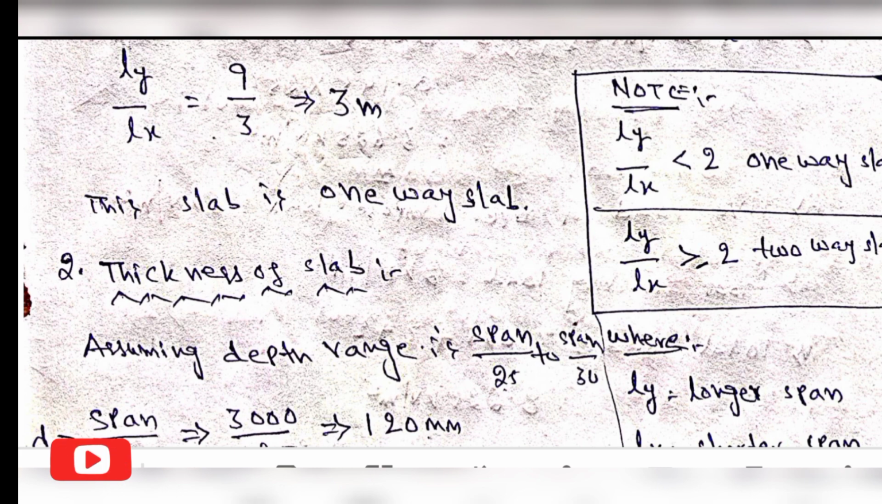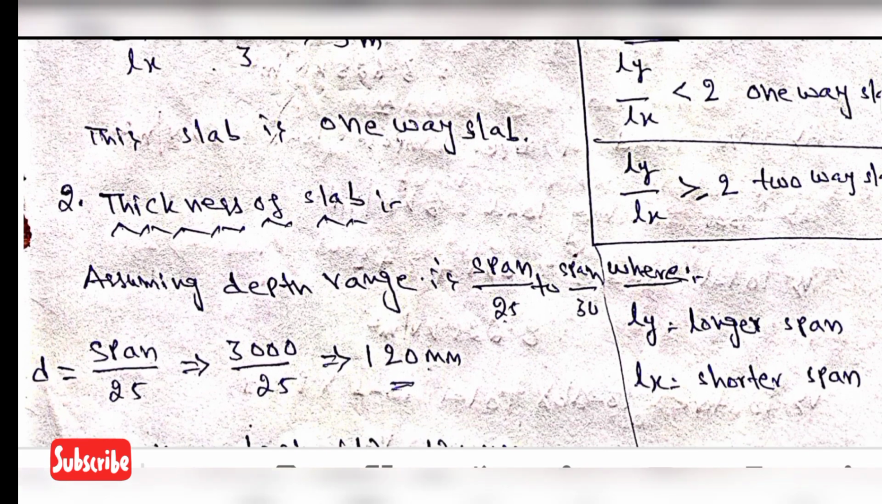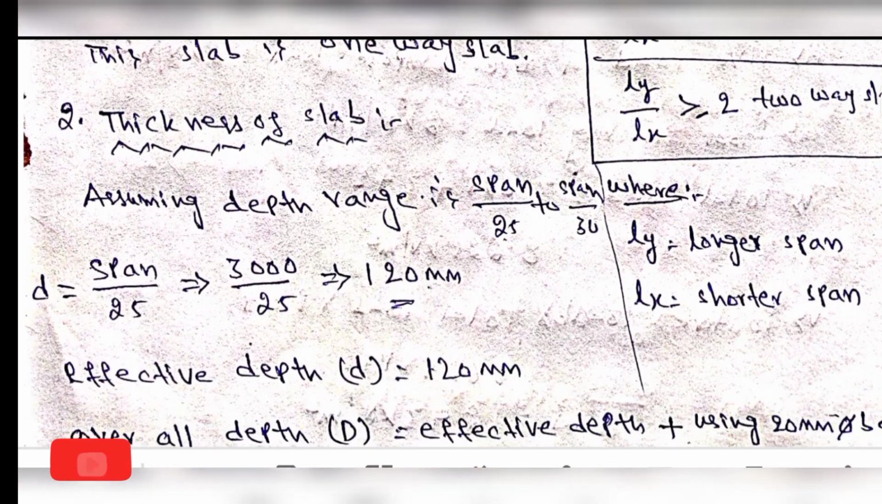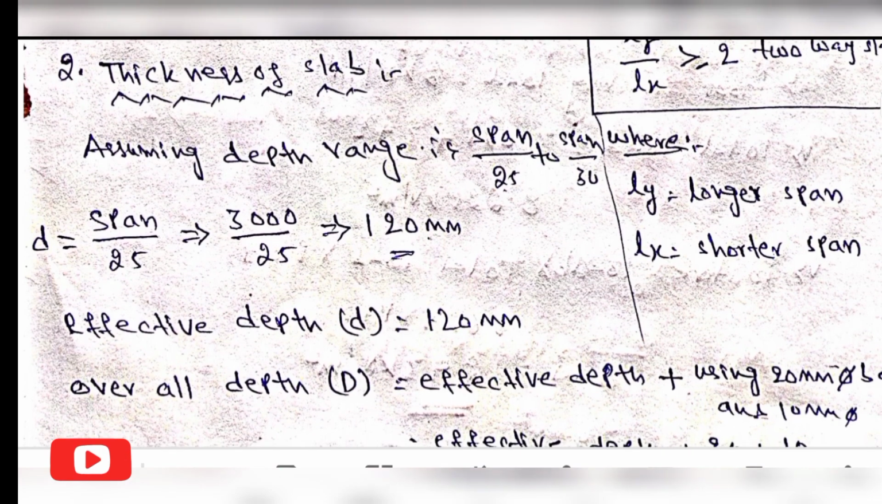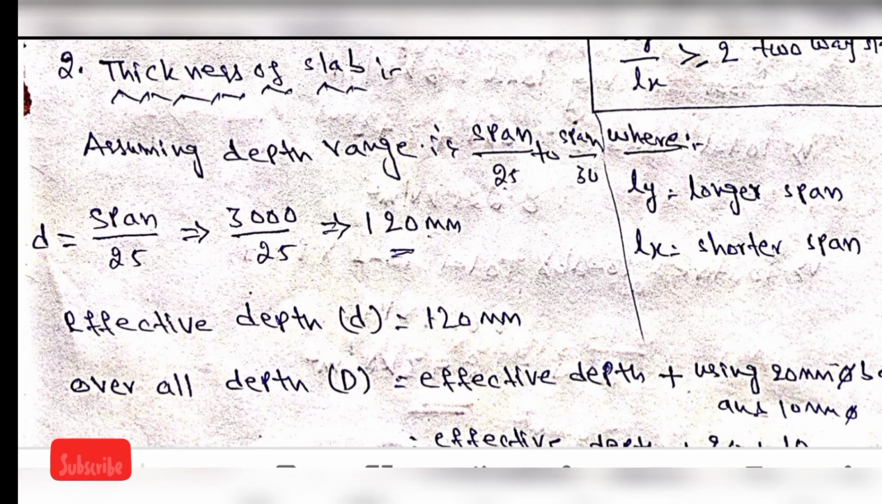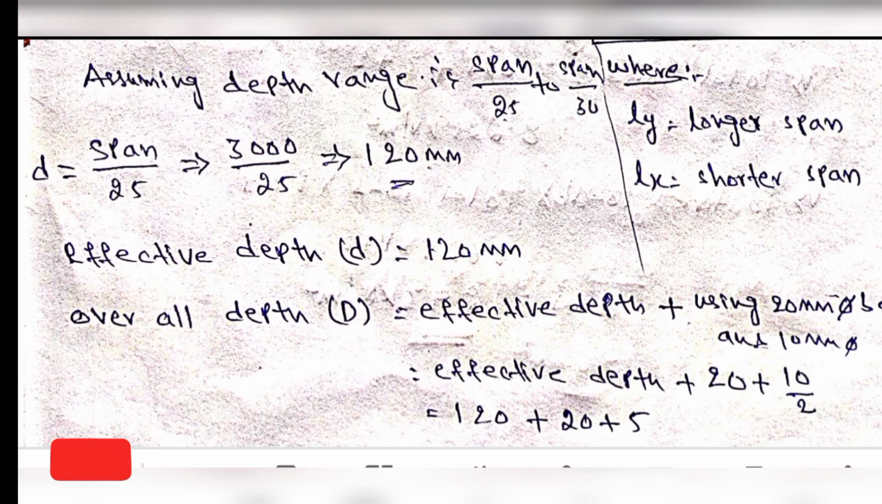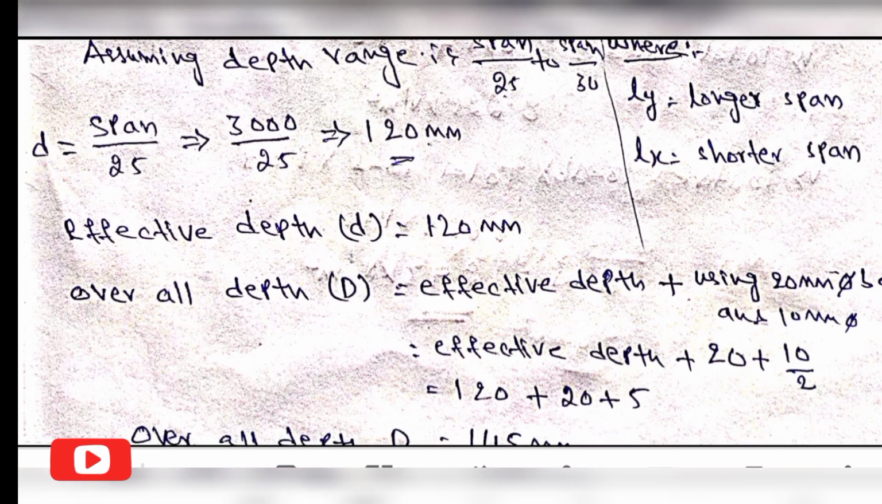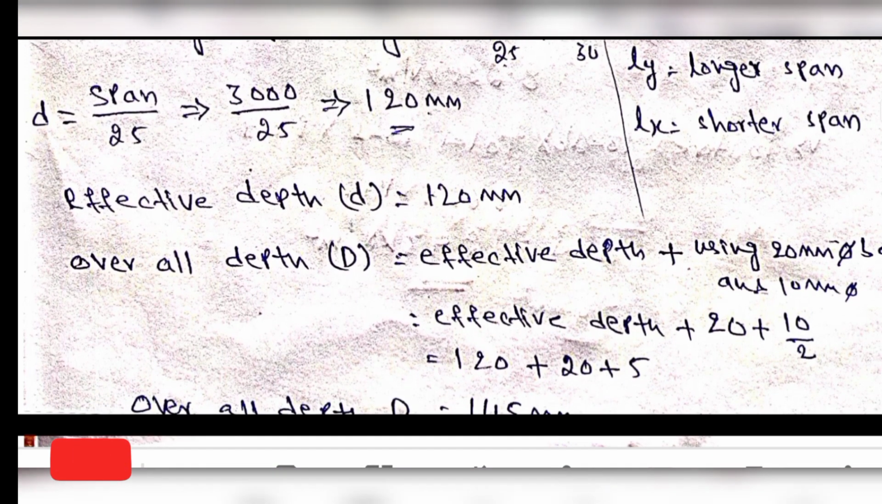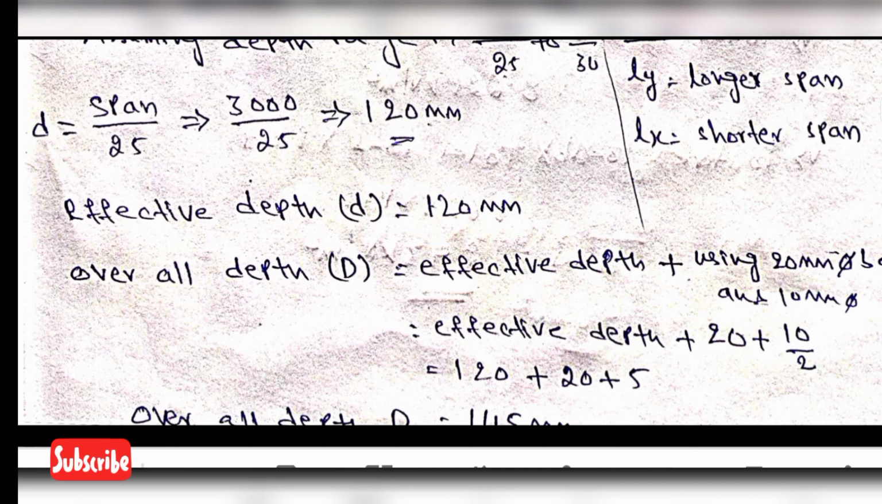Next, second step, thickness of the slab. Assuming the depth range for a one-way slab is span by 25 to span by 30. That is the range of depth of the one-way slab. Then I am taking the span by 25 ratio. The shorter span is 3000 by 25, which is equal to 120 mm. Then effective depth is 120 mm.